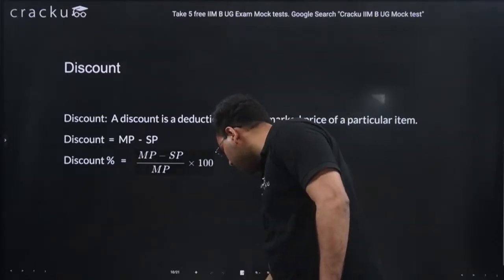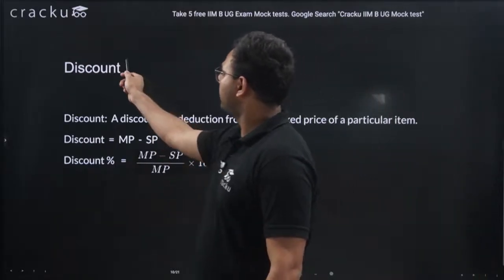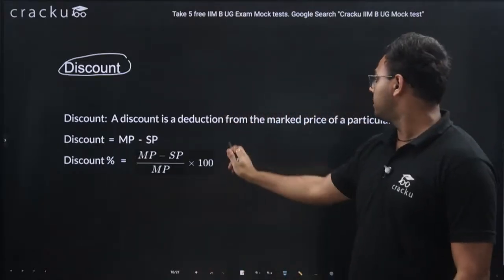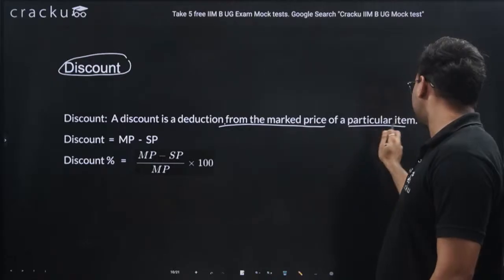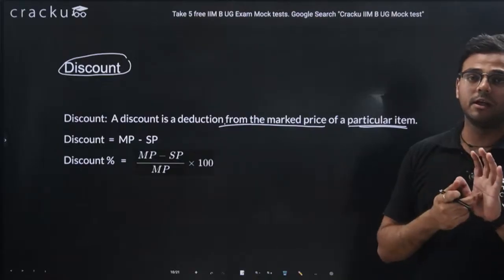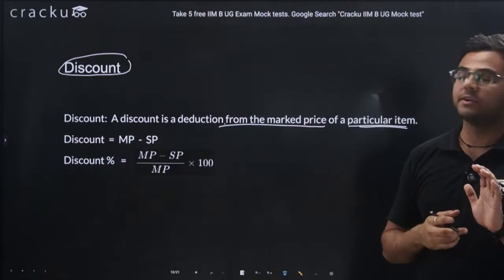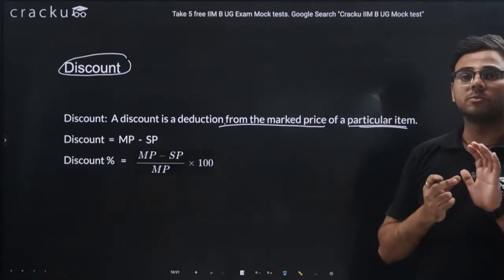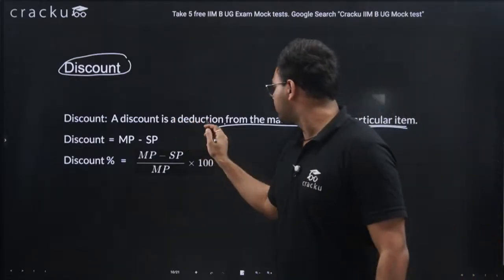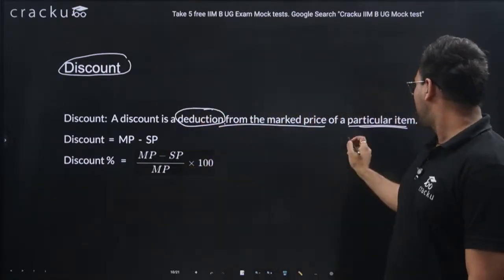Again, another important concept in the topic of profit loss, which is discount. Very important topic. What is discount? A discount is a deduction in the mark price of a particular item. Mark price was basically the MRP, or the label which was put on the box. It's the example which I discussed in the first part of the video. The mark price was rupees 150 there.